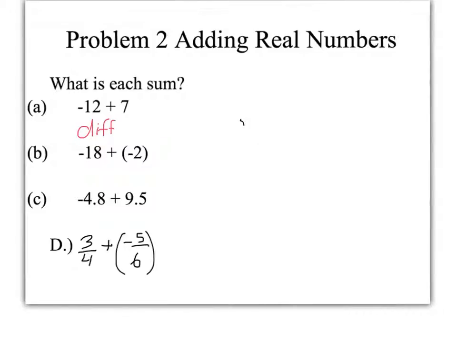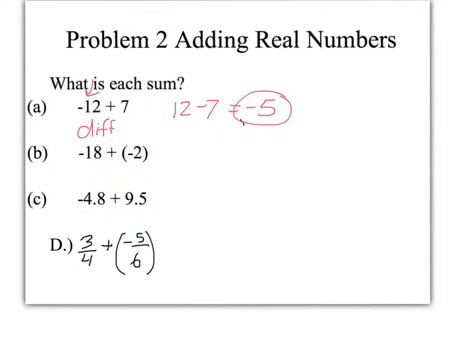So in my head, but I'll write it down, I'm going to do 12 minus 7 because I already took the absolute values in my head. 12 minus 7 is 5. Now, is it positive 5 or negative 5? The negative was on the 12, which was bigger, so your answer is -5.